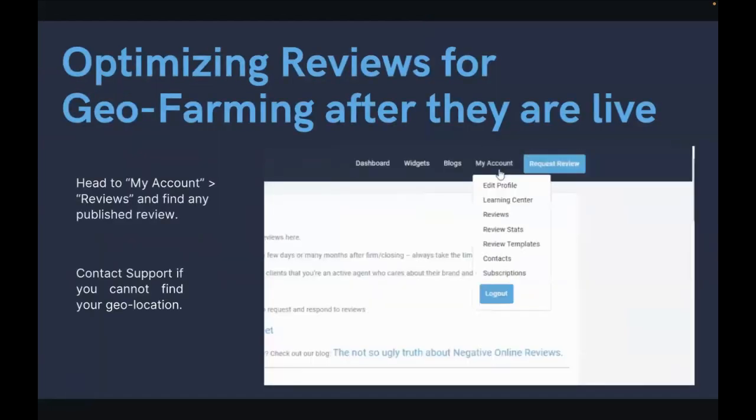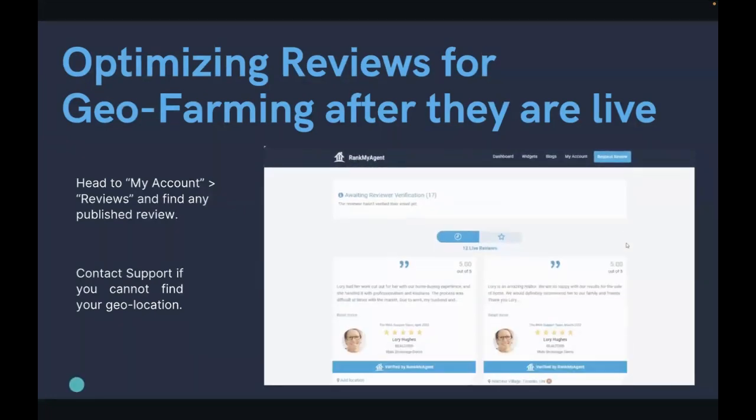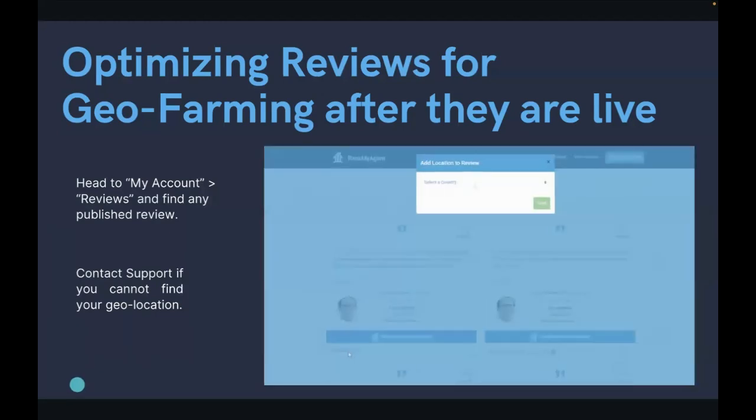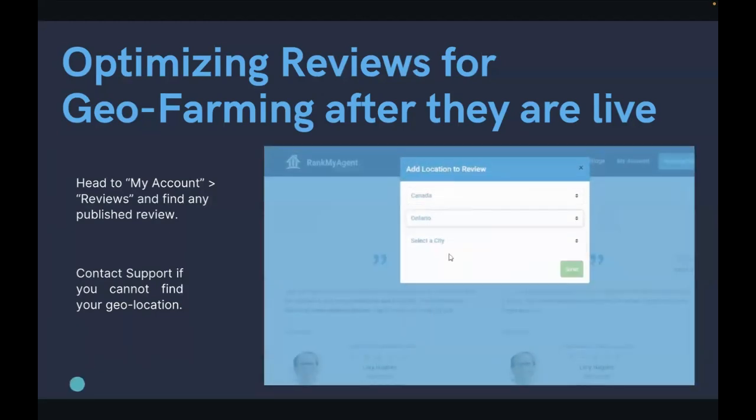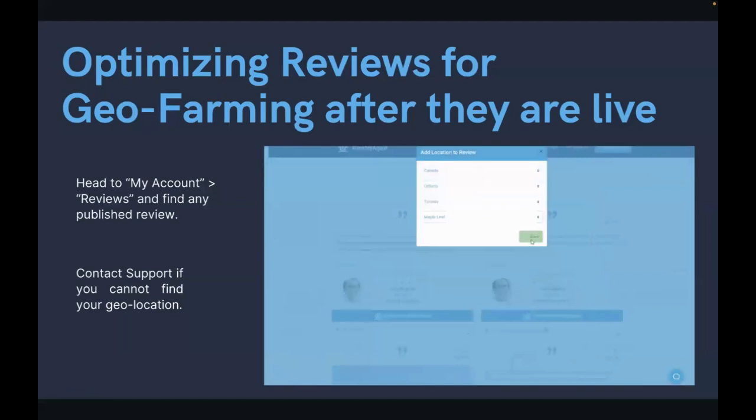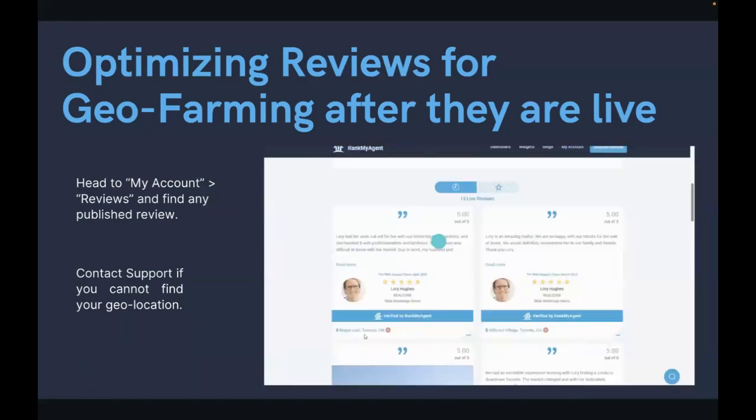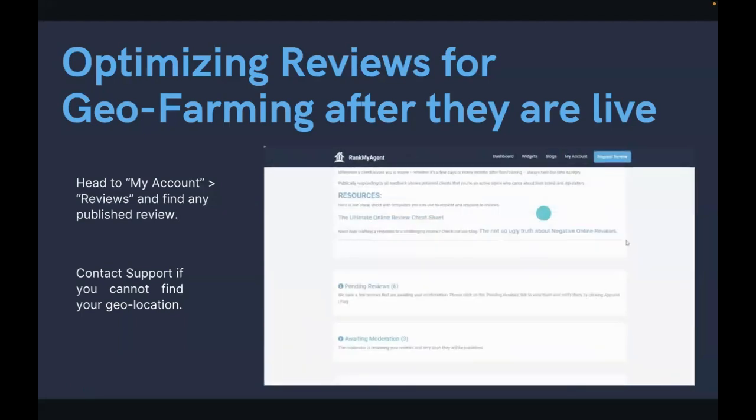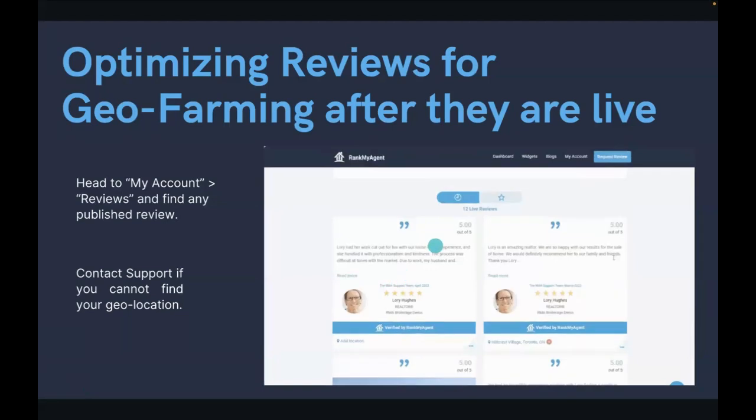You can optimize your reviews in a couple of ways. The first way is under My Account, Edit Profile, where you can add up to 10 different locations in a premium plan. In a basic plan, it's one location. And then there's also an opportunity once a review is live on Rank My Agent. So if you head over to My Account, head over to Reviews, in the bottom of this area, you're going to see these are your live reviews and you can add a location.